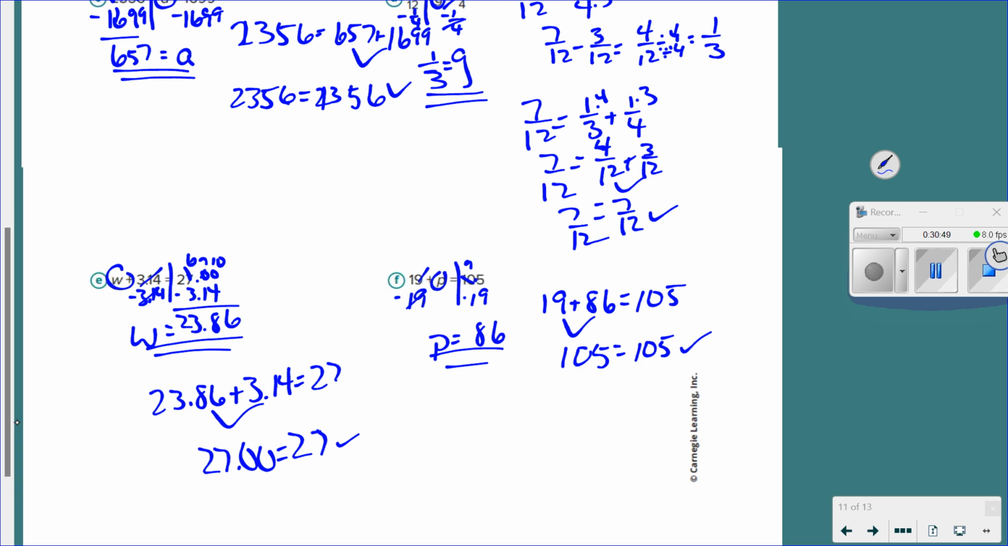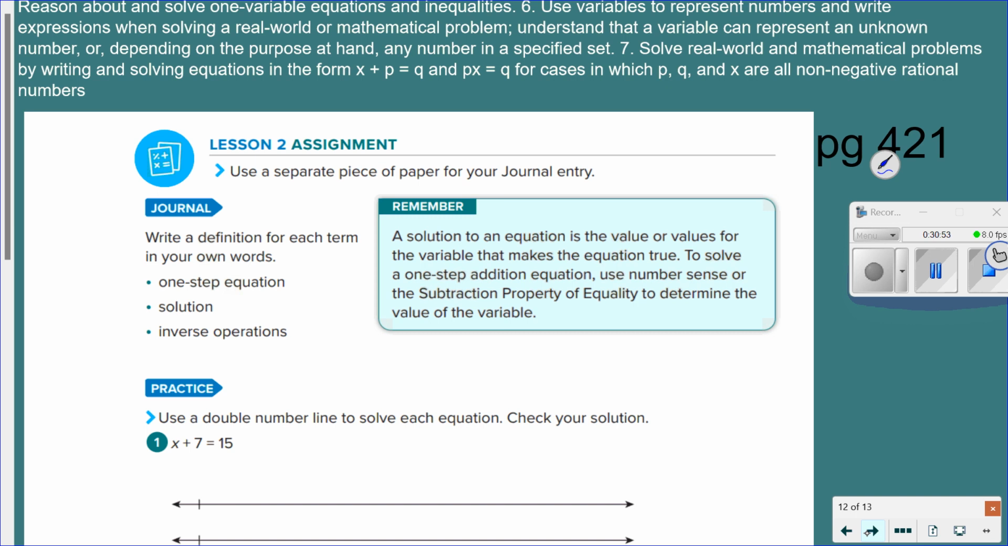Go ahead and turn to our homework, page 421. Your journal. Write a definition in your own words. In other words, I don't expect to see a formal definition here. Read the definition and then tell me how you would talk about it to a friend.